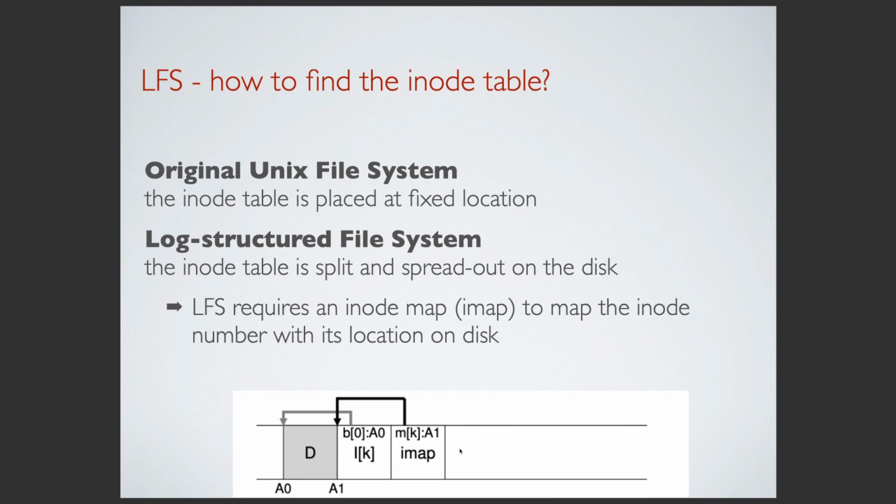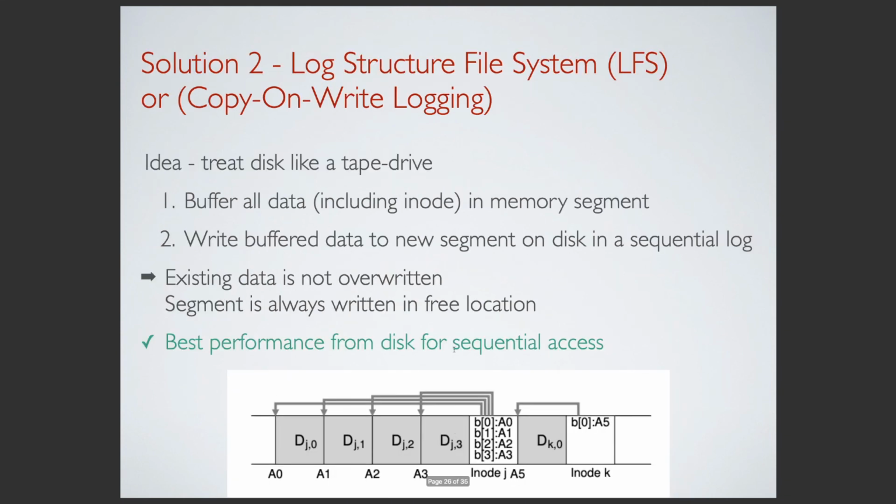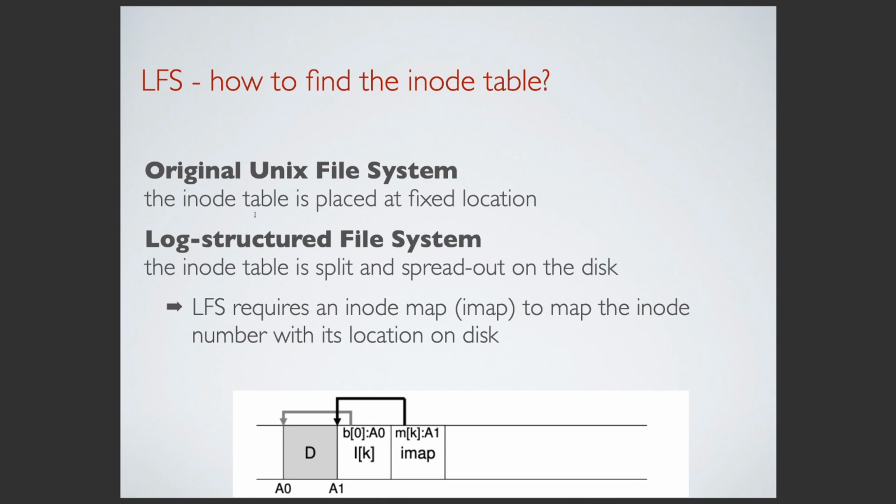So many questions here. The first question is, how do I find the inode table? Because in the original file system, it was easy. In the original file system, the inode table is placed at a fixed location. The super block tells you where the inode table is, and you know how long it is and so on. It doesn't change. Here, every time you're going to write the inode table somewhere on the disk. It's completely split and spread out.